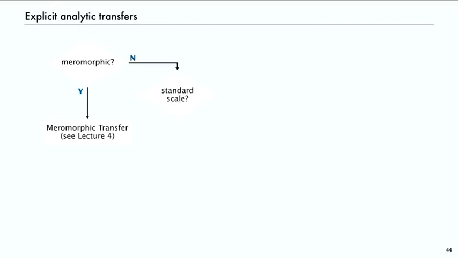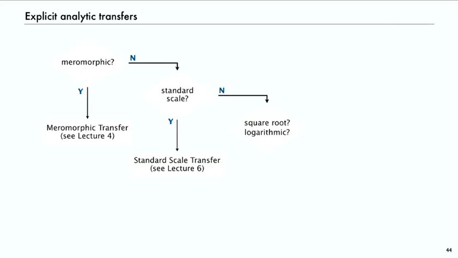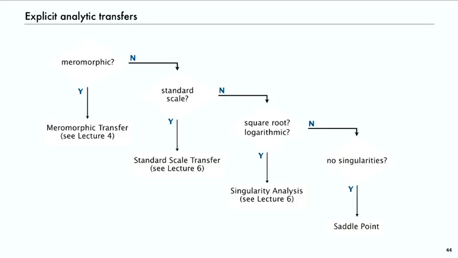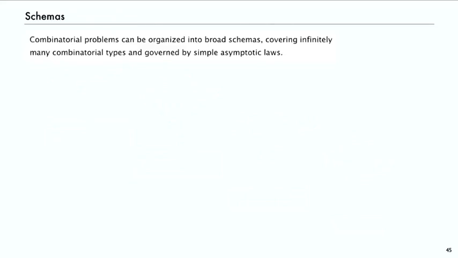For meromorphic functions, there's a general transfer theorem. If the generating function is in the standard scale, we saw at the beginning of the singularity analysis lecture that we can immediately transfer functions like that into coefficient asymptotics. If we have square root or logarithmic singularities, we can use singularity analysis. And if there's no singularities, we can use the saddle point method as discussed in this lecture.